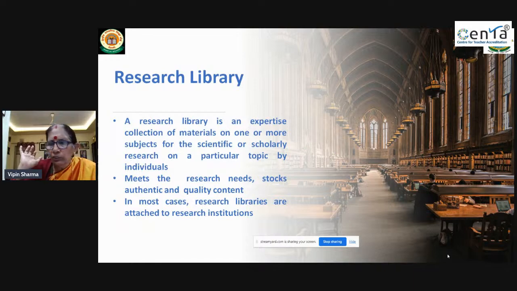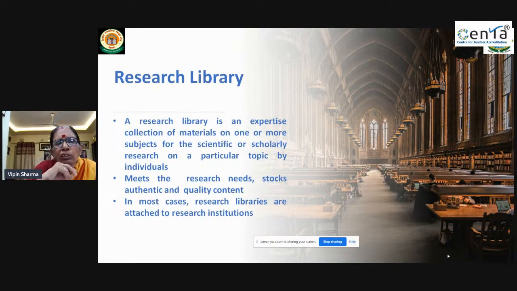Gone are the days: go to the library, get the books, return after 5 days or 1 week. Fine, that is the school's decision, 1 week or 15 days. But at the same time, research libraries have a vital role to play. The collection of the library books and services provided in the research creates a gateway to scholarly communication. So it is very important that we make the library a hub of research.